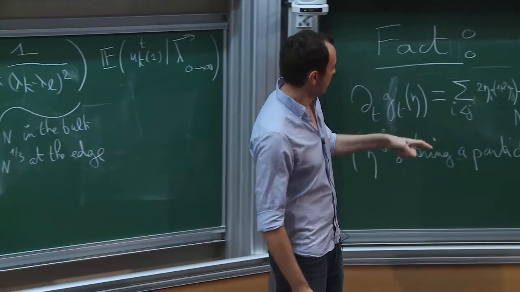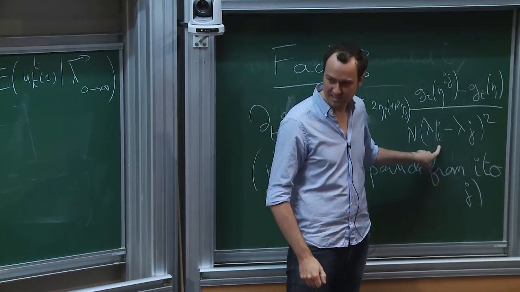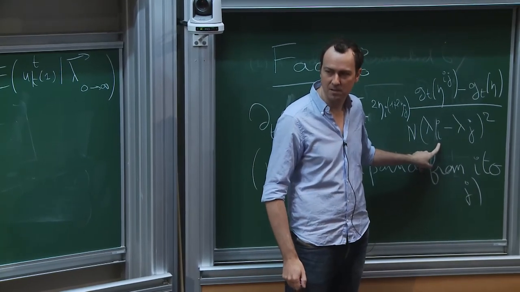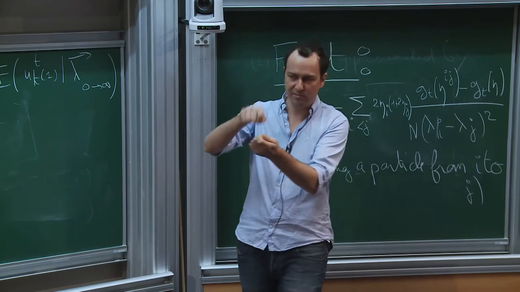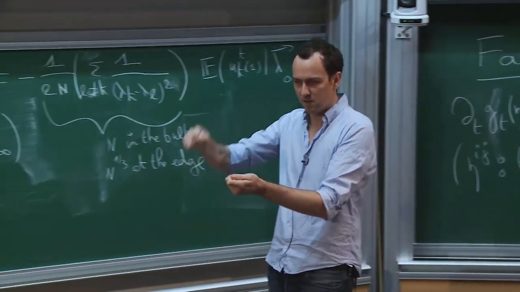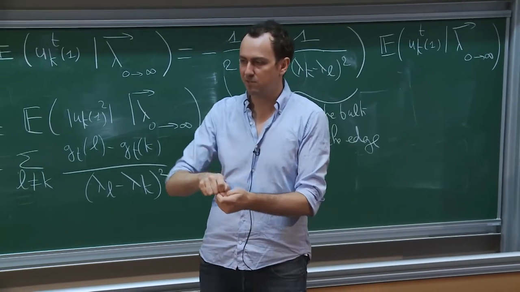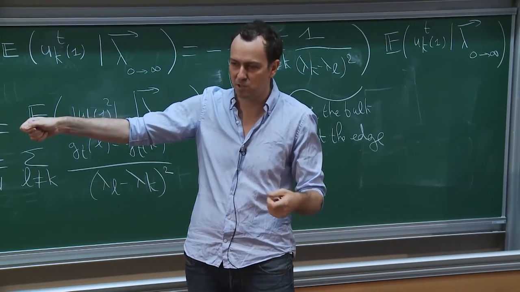And the rates depend on the inverse of the distance squared between the eigenvalues. So a particle will be very likely to jump to its nearest neighbor and not very likely to go far in just one jump.